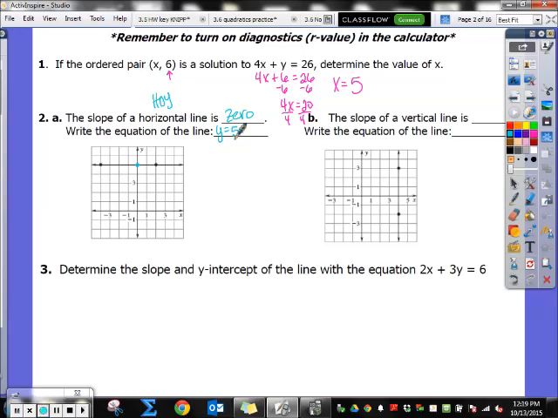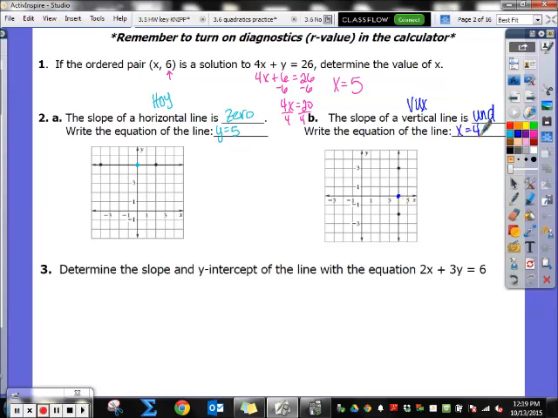For b, the slope of a vertical line, I think of VUX. So I know the slope of a vertical line is undefined. And the equation of the line, if I go over here, it is going through the value on the x-axis of 4. So it would be x = 4.